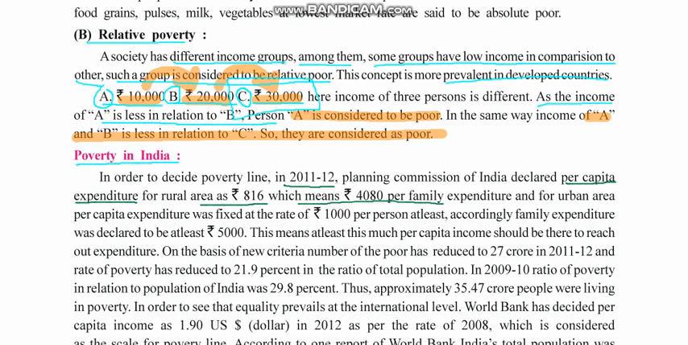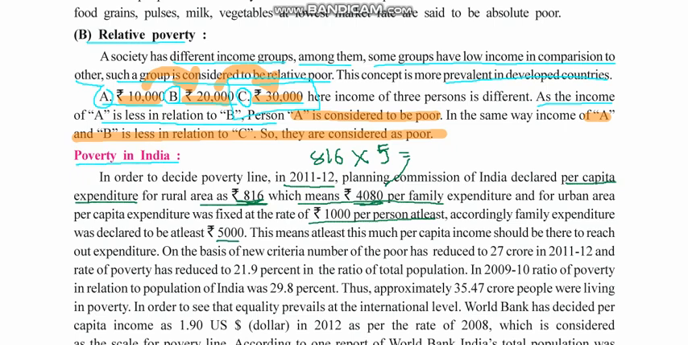right? So in rural areas, in villages, if a person is able to earn 816 rupees, then family-wise it's 4,080, which means if you multiply 816 by 5, you will get 4,080. Why 5? Because you have already seen that a family consists of 5 members. And for urban areas, the per capita expenditure was fixed at 1,000 per person. Accordingly, family expenditure is 5,000, right?